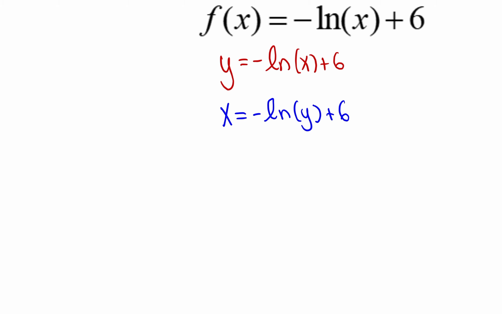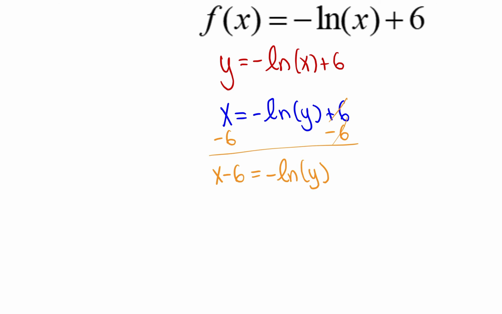I will then work with the subtraction first. Keep in mind, you always want to do addition and subtraction first when isolating for a specific variable. So we will subtract 6 on both sides. Keep in mind that 6 and x are not like terms. Keep them separated. x minus 6 is equal to negative natural log of y. The 6's cancel out on the right-hand side.